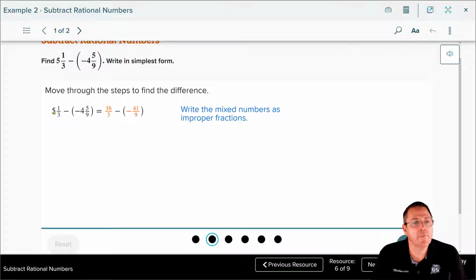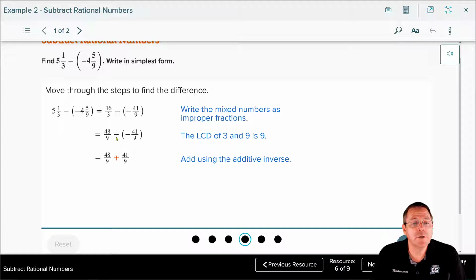So they said 3 times 5 is 15 plus 1 is 16/3, and then 9 times 4 is 36 plus 5 is 41/9. Next thing they're going to do is find their common denominator of 9, which means 16/3 changed to be 48/9, and then hopefully they're going to make the ugly problem pretty, which they did. They said a negative times a negative is a positive, making the ugly problem pretty. From there, 48 plus 41 is going to be 89/9, and you're going to take that, change it back into a mixed number, 9 8/9.